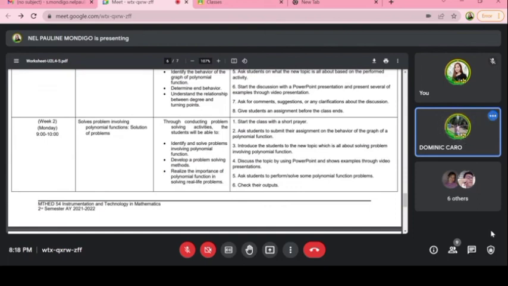And last is check their output. So that would be all.